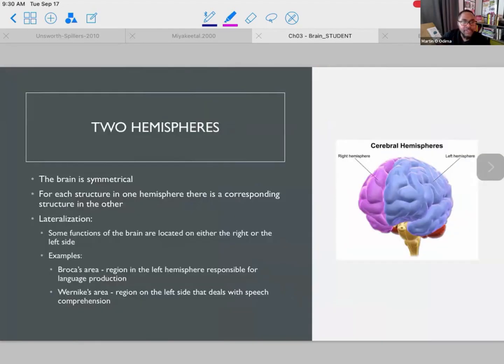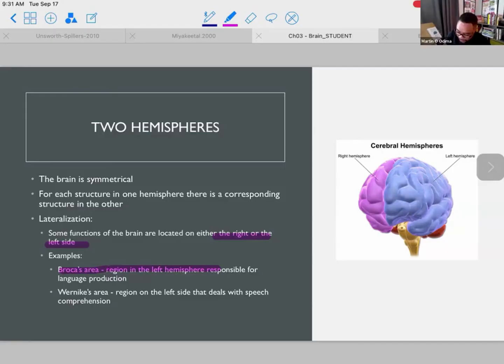When we're talking about structures of the brain, it's important to talk about the two different hemispheres of the brain. As you can see, the brain is symmetrical, and for each structure in one hemisphere, there's a corresponding structure in the other. A word that is important to know is lateralization, which means that some functions of the brain are located on either the right or the left side. An example would be Broca's area, a region of the left hemisphere that's responsible for language production.